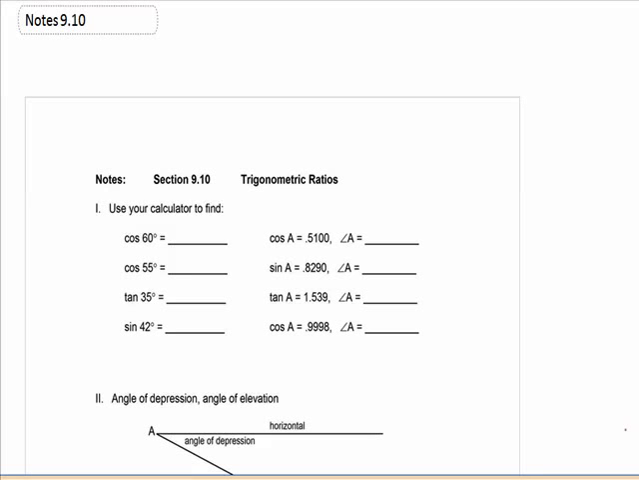Ready to present notes section 9.10, more on trigonometric ratios. Today we're actually going to use the ratios to find missing parts of a triangle. If we have an angle and a side, we're going to find perhaps a missing side. If we have two sides, we could find a missing angle. We're going to attempt to solve right triangles using what we know about trigonometric ratios.